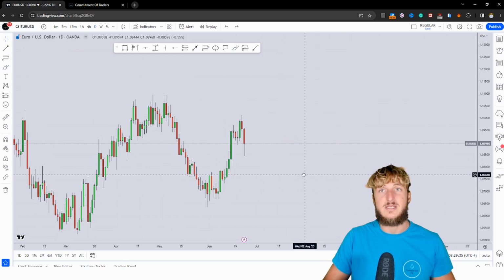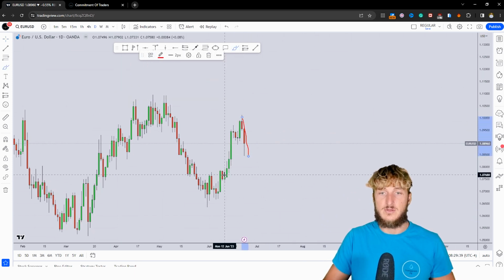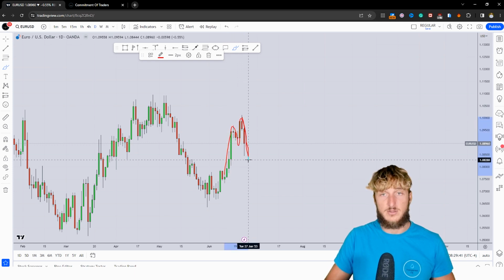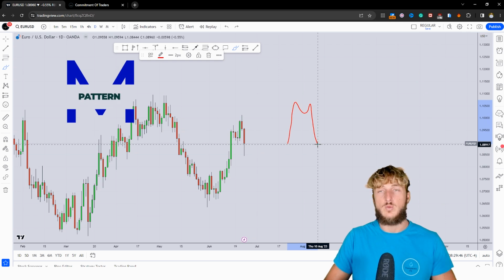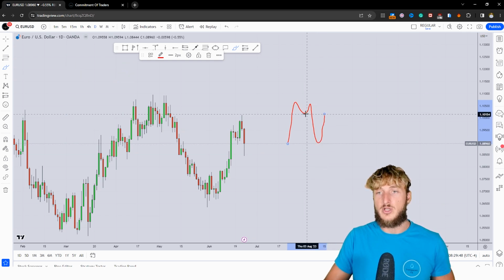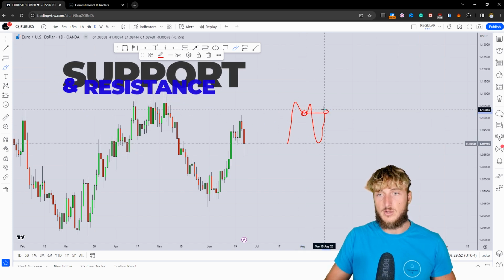Now, at the moment, we can see that new structure is getting created. In fact, in creating this move to the downside, the market is also printing an M pattern. And what we know is that in general, after the creation of an M pattern, what we could expect is a potential move higher for the completion of the M pattern at the neckline, which is the previous support turned resistance.